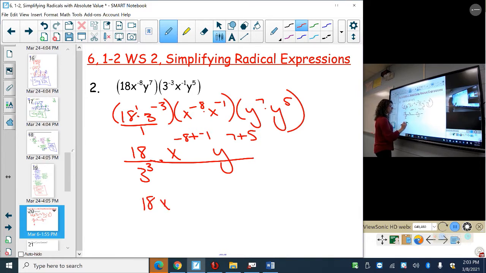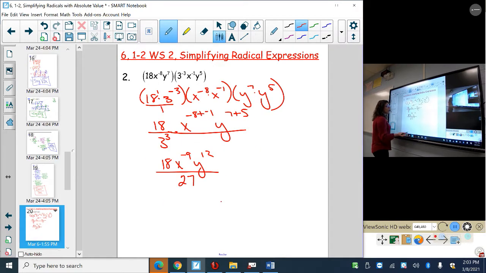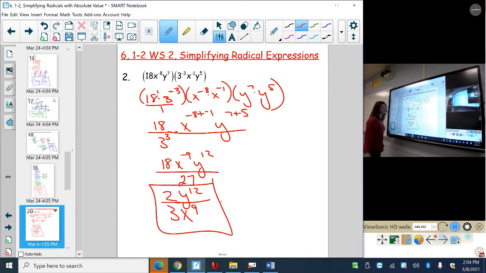So that's 18, x to the negative 9th, y to the 12th, all over 3 times 3 is 9 times 3 is 27. We're going to reduce those and divide them both by 9. If we divide those both by 9, I'm going to be left with 2 over 3. The x is negative, so it goes to the bottom, and then the y to the 12th stays on top, and you are done with that problem. Okay?